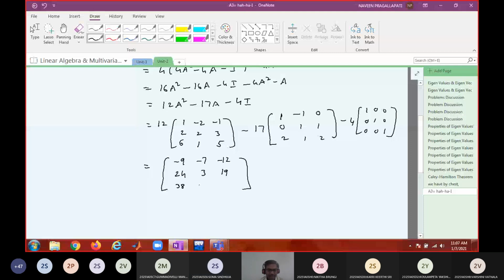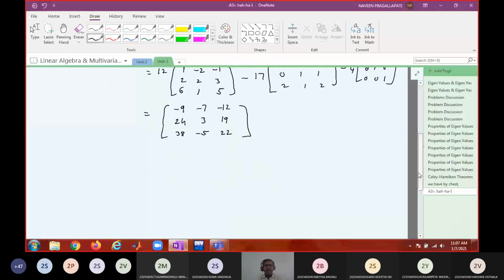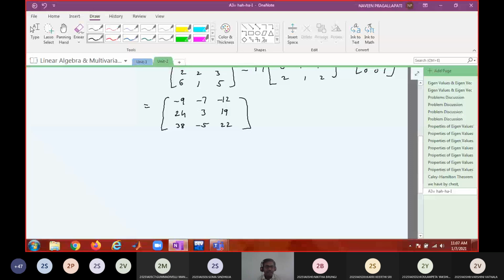Okay. Others also got the same matrix? Yes, sir. Fine. Okay. So that is how we will be finding the integral power of a matrix and the inverse of a non-singular matrix. We'll just take one more problem. All of you note down.